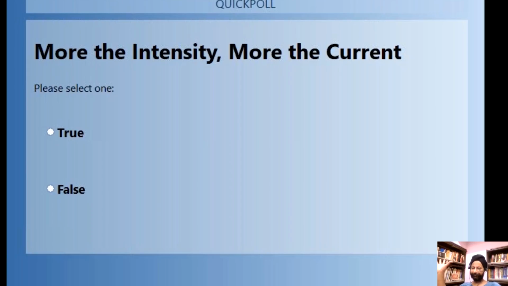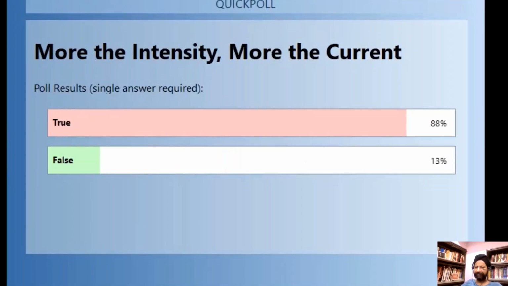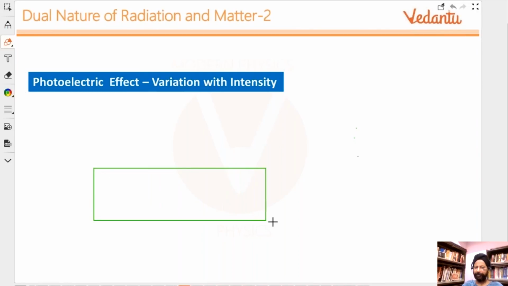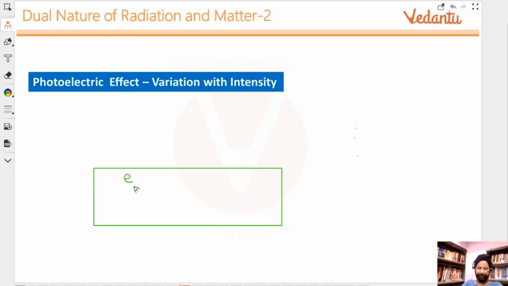By intuition, you tell. Maybe, maybe not. I don't know. Okay. There are a few students who are saying false, but it is actually true. So let's see why. We are just doing this by common sense. We are not trying to do any formula as of now. No heavy formula. So electrons, electrons, electrons, right?